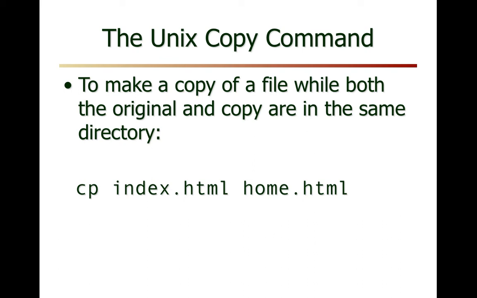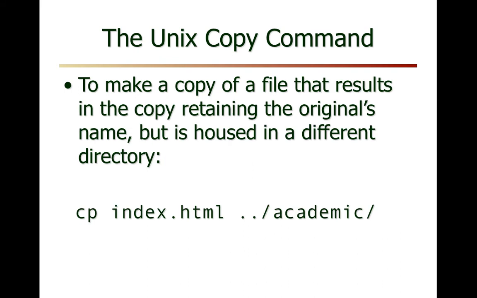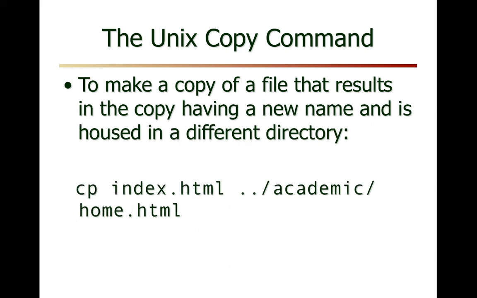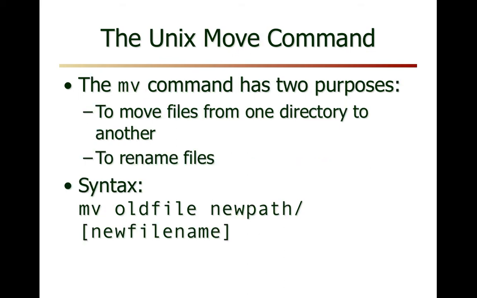And then we go index to home as an example. We've seen this earlier. And then to make a copy, we actually have done this. This is a review of what we did earlier. So to make a copy of the file where we have the original's name, but it's housed in a different directory, we just put the directory in there and we don't have to repeat the name. And to make a copy where the result is in a new directory and has a new name, we change the name. So that's kind of the textbook part for this.